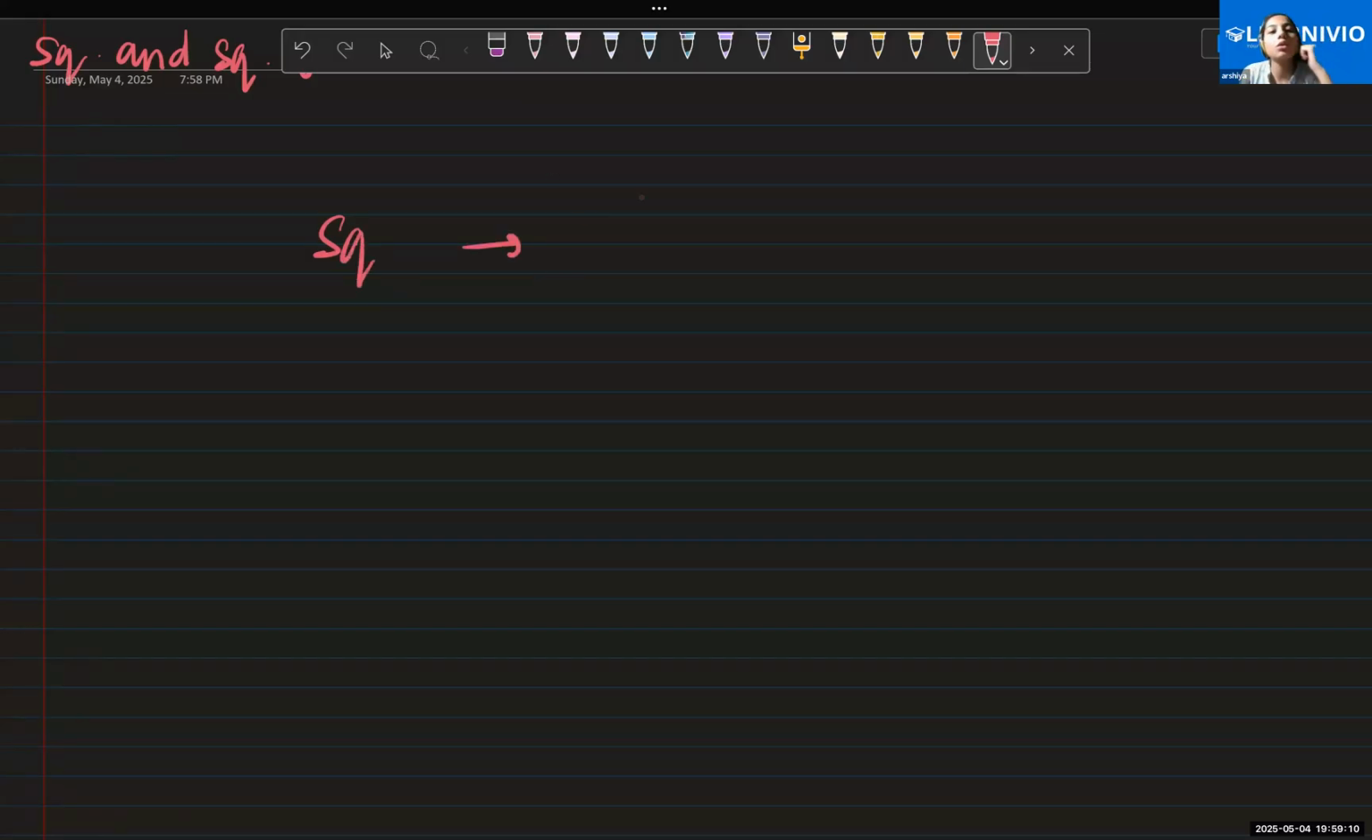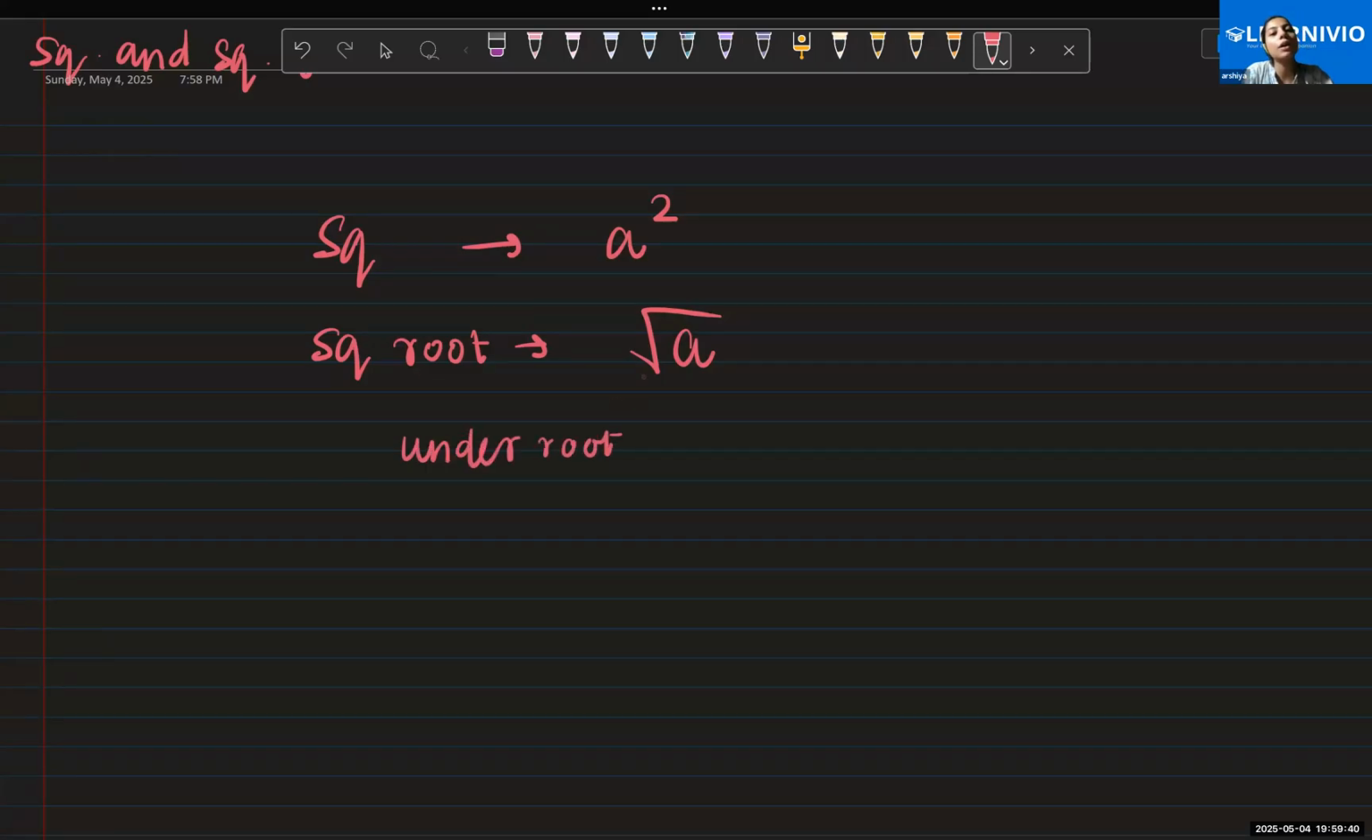Okay. So let's say a is any number, and if I put this 2 on that number, I'll call that square. So this is a squared. And if I say square root, it will look something like this: a is the number and this is the root. This is also called under root, or just square root.